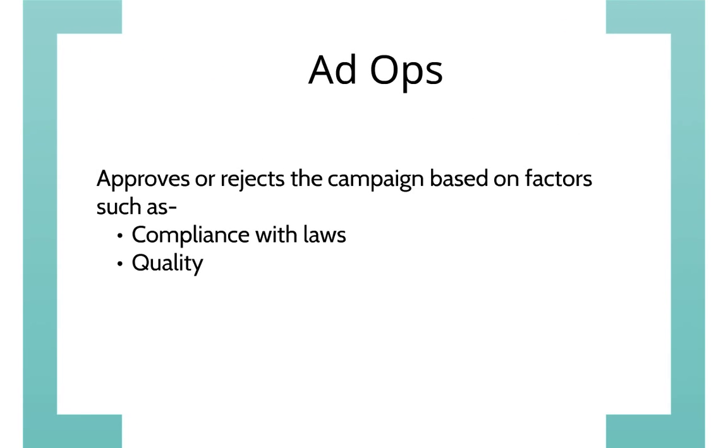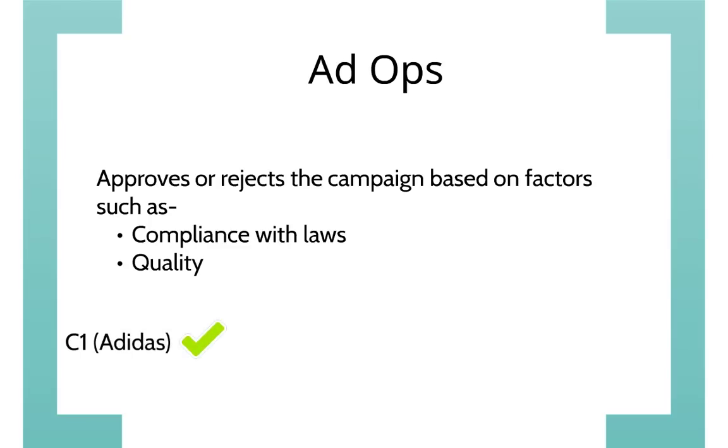The second system we're going to talk about is the AdOps system. AdOps is the team that reviews the quality of the campaign on the basis of a variety of factors, such as, are the creatives of a standard quality? Or is the creative compliant with all the laws of the location where the campaign wants to run? Are they respecting the publisher preferences? So after checking all these factors, the AdOps team approves or rejects the campaign.